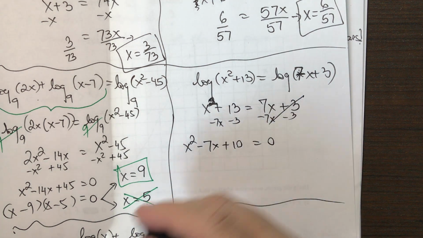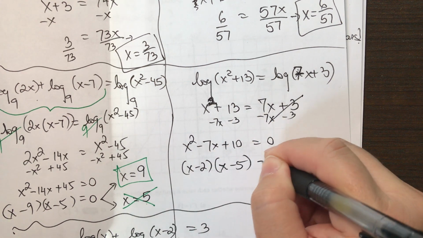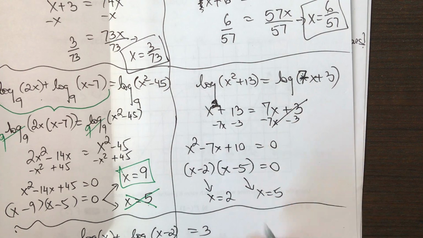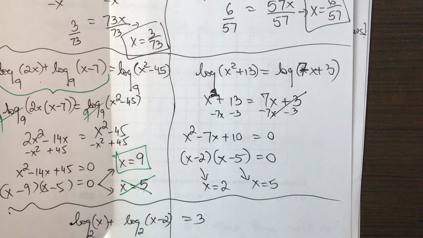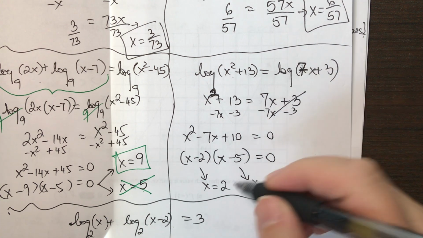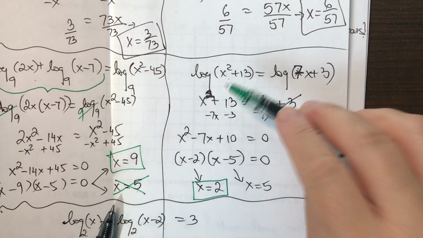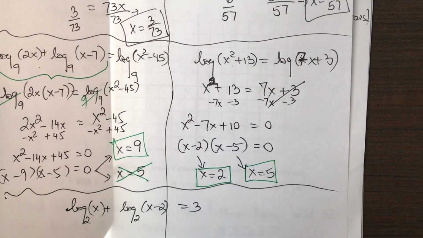All right, can we factor this? Sure. x minus 2, x minus 5. The two possible answers are 2 and 5. Both 2 and 5 are positive numbers, so you'd think it's all fine and dandy. However, let's see if they keep the insides of our logs positive as well. 2 squared plus 13, positive. 7 times 2 plus 3, positive. Good answer. What about 5? Same thing. 5 squared plus 13 is positive. 7 times 5 plus 3 is positive. So both answers work.